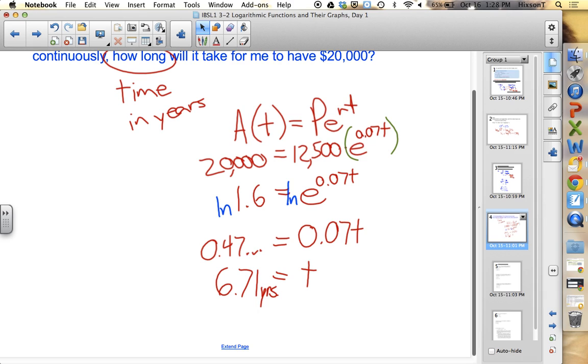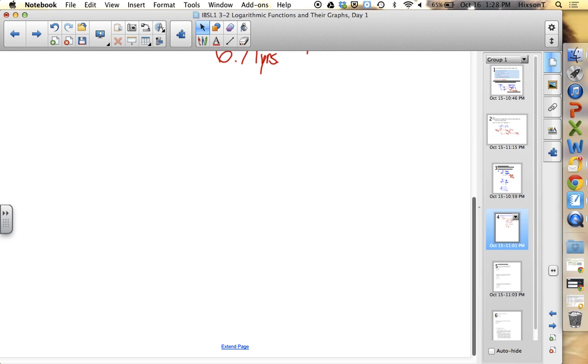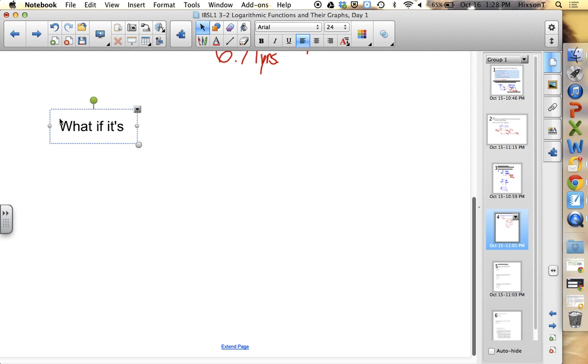Okay. And in fact, let's do this same problem, but let's do it compounded monthly. Is it RT or NT? Are we gonna have a problem like that on the quiz? What if it's compounded monthly?